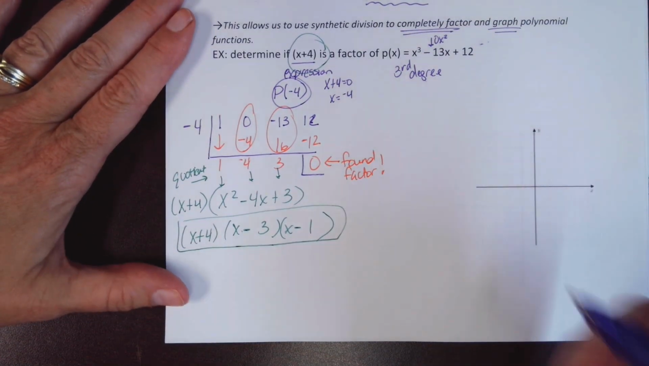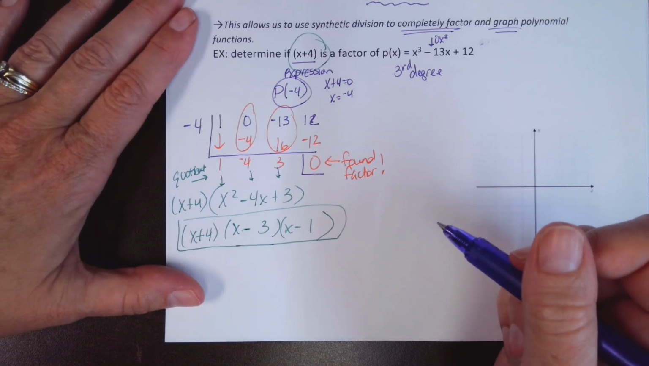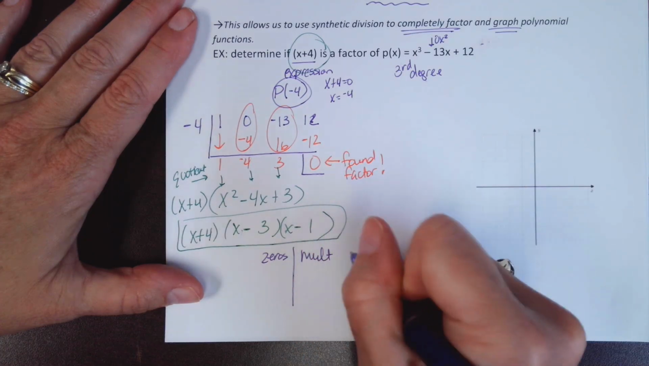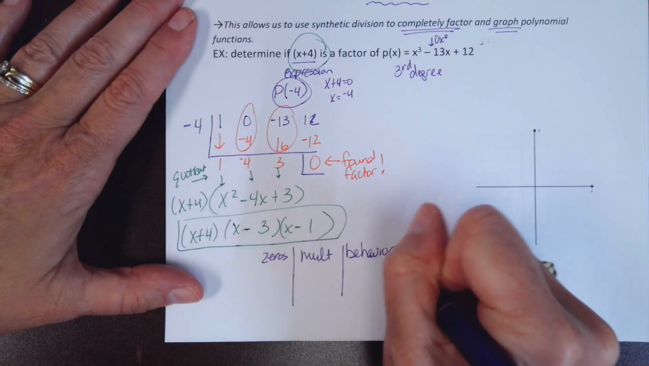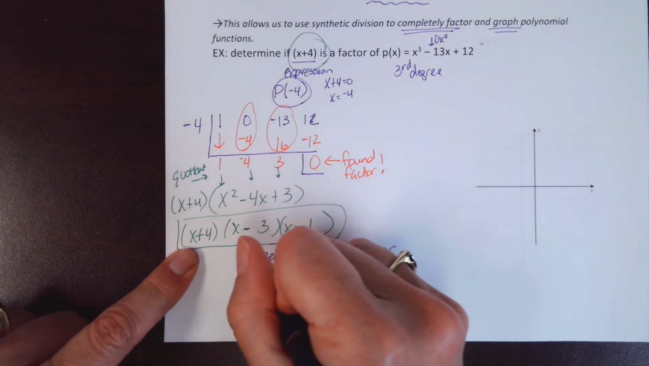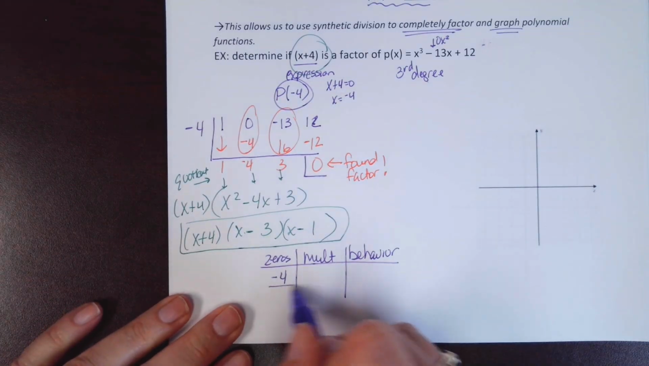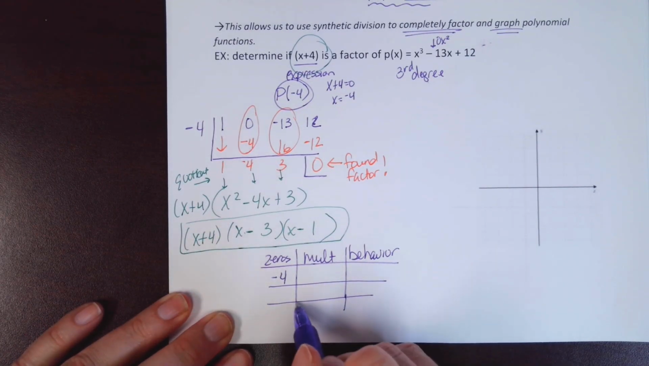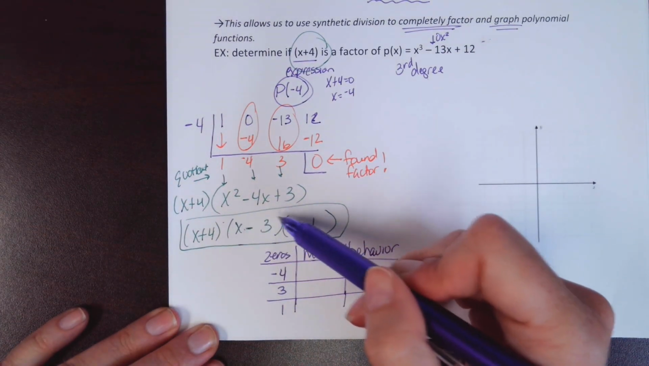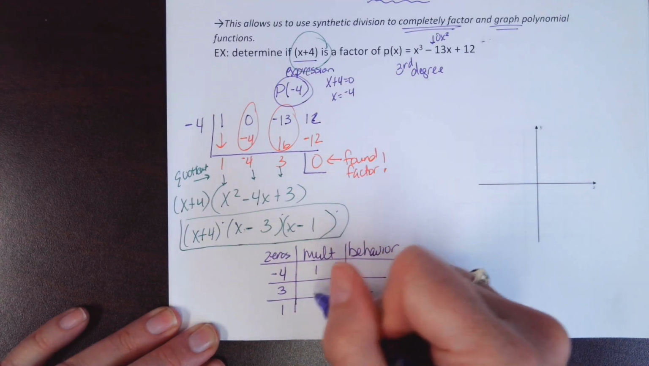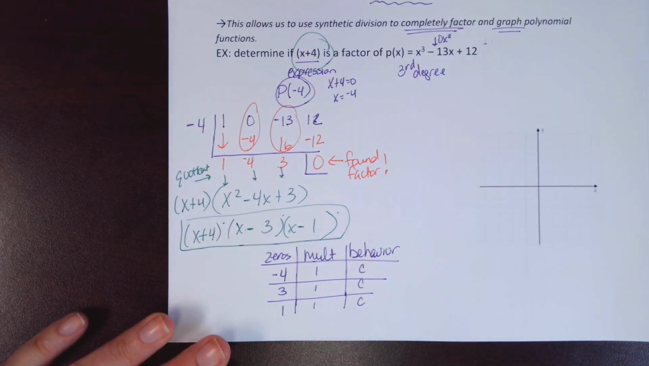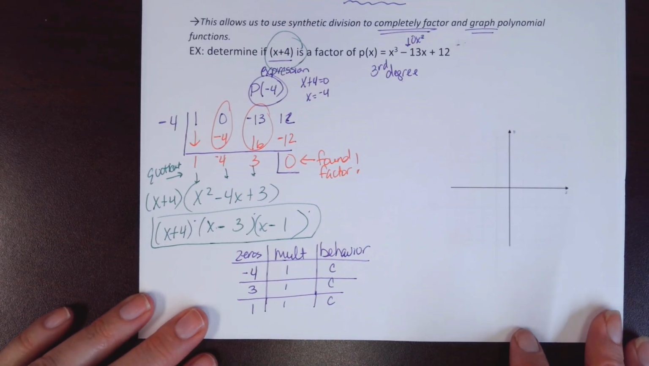Let's graph it. Do our 0 factor chart. We know we've got zeros, multiplicity, behavior. Take each of those and set it equal to 0. That would give me a negative 4, just like I divided out there. That gives me a positive 3 and a positive 1. The exponent on each of those factors is understood to be 1, so that's the multiplicity. 1 is an odd number, so the behavior at each of those zeros or roots is that it's going to cross the graph.